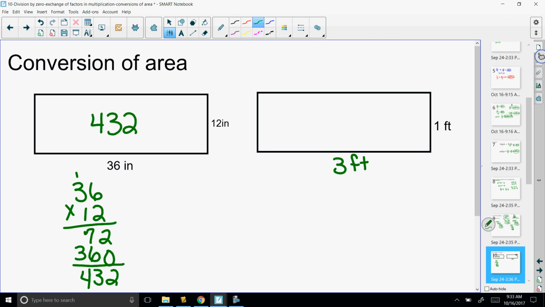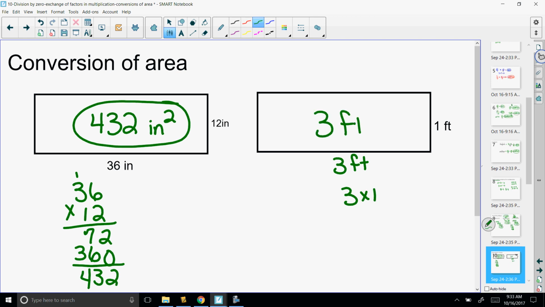So the area is 432. What are my units? Square inches. Inches squared, square inches. Okay, but what's my area in feet? 3 square feet, because I take 3 base times height, and so I just end up with 3 square feet. Everybody agree with the area of both of those rectangles?